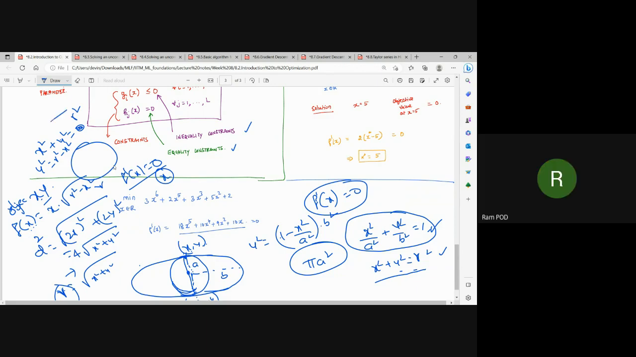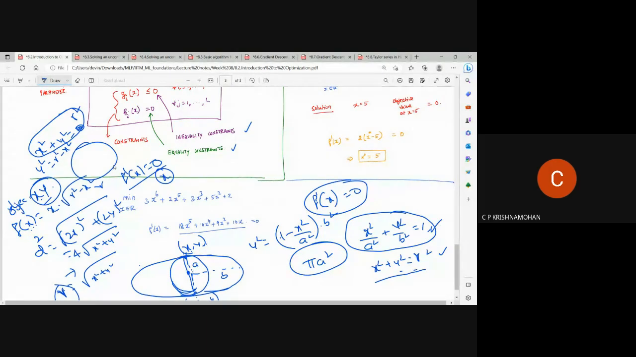The x square plus y square equals r square, that's going to be the constraint. We want to maximize x y. The objective function is the one which you are maximizing or minimizing. The constraint is the condition which you should be satisfying. The objective function is what you want to minimize or maximize.